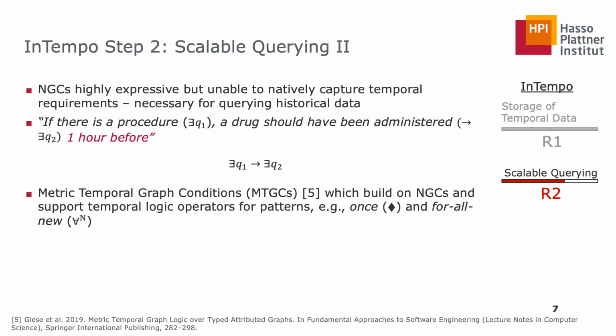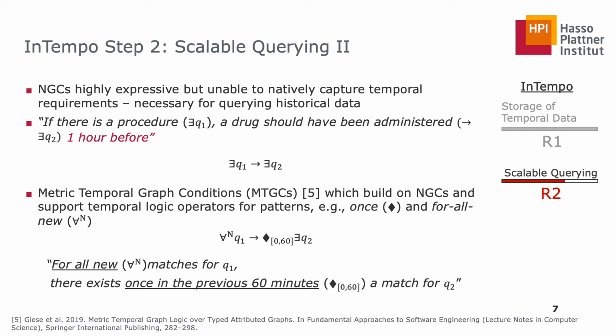That's why InTempo relies on metric temporal graph conditions, which build on nested graph conditions and support temporal logic operators for patterns, such as once and for all new. With these operators, we can capture requirements such as: for all new matches for Q1 in the runtime model with history, there exists once in the previous 60 minutes a match for the pattern Q2 in the runtime model with history.